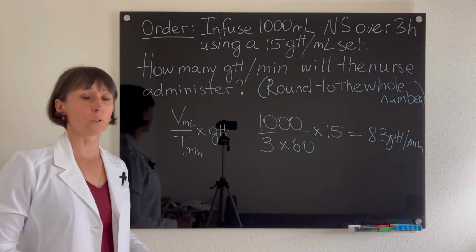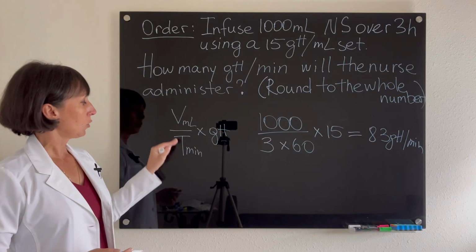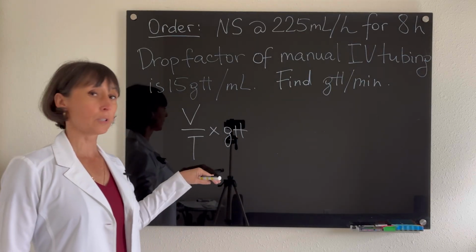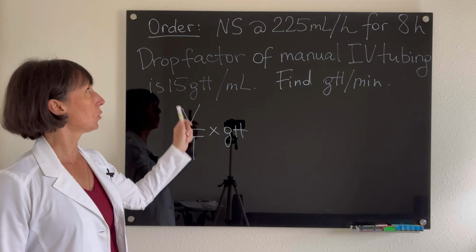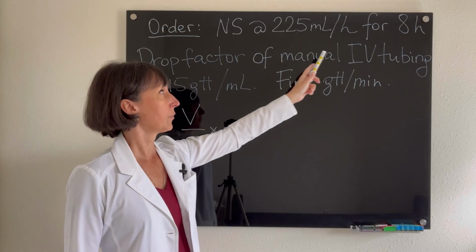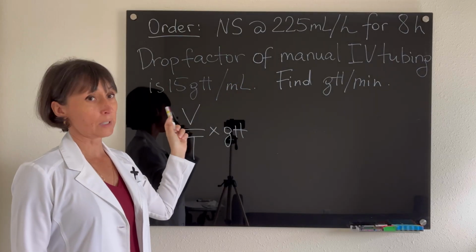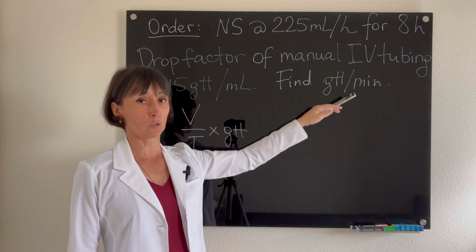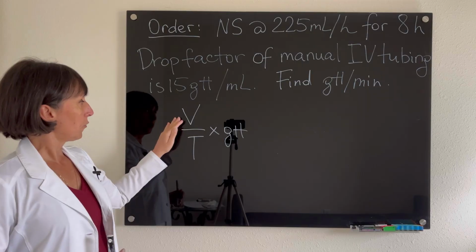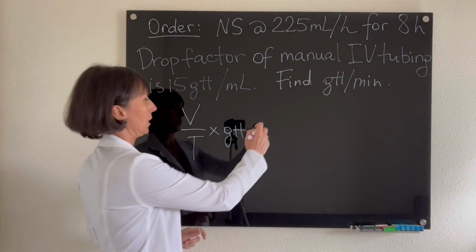And that is how you solve these types of problems where we have to calculate manual IV flow. Volume over time times GTT. Now, in this problem, the wording is a little different, but we're using the same formula to solve it. Let's take a look. Order: normal saline going at 225 milliliters an hour for 8 hours. And the drop factor of our manual IV tubing is 15. So find drops per minute that the nurse will calculate for that manual IV rate. Using the formula volume over time times GTT, volume is 225.